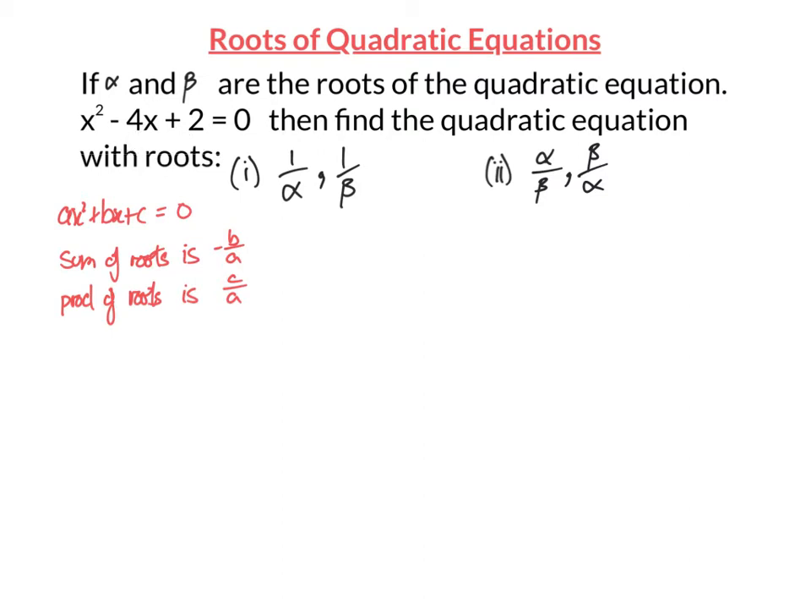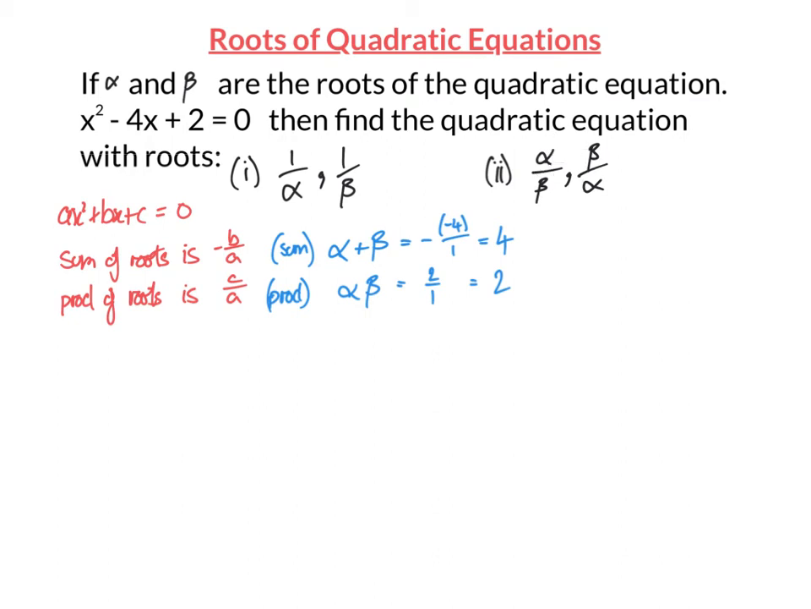So in our original equation, you could see that the sum of the roots, alpha plus beta, is equal to minus negative 4, I'm really simplifying this down, which is 4. And the product, alpha times beta, is equal to c over a. So that's 2 over 1, which is 2. Now we're going to use these two facts, alpha plus beta equals 4 and alpha beta equals 2, to work out some new quadratic equations using these roots.